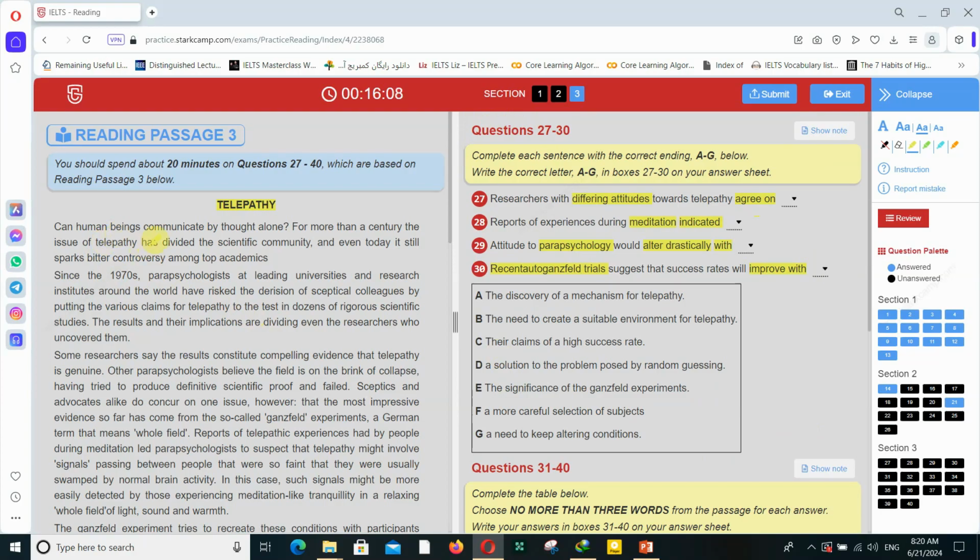Can human beings communicate by thought alone? For more than a century, the issue of telepathy. You see, I'm reading it so slowly. In the IELTS exam condition, you have to move your eyes very quickly. For the sake of this video I'm reading it slowly, but you have to move your eyes quickly to detect the keywords.